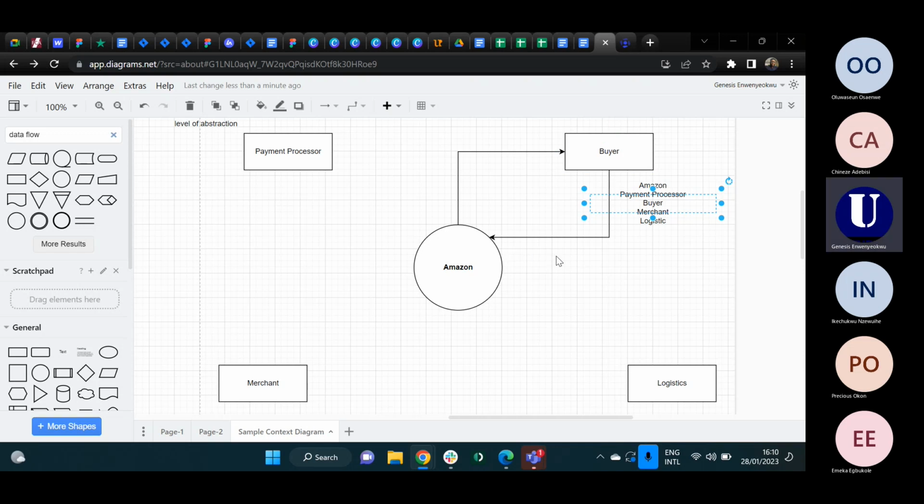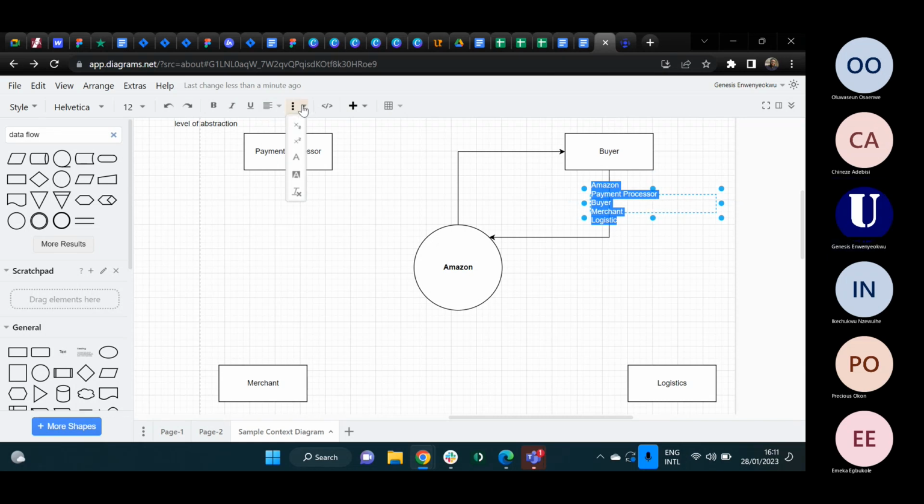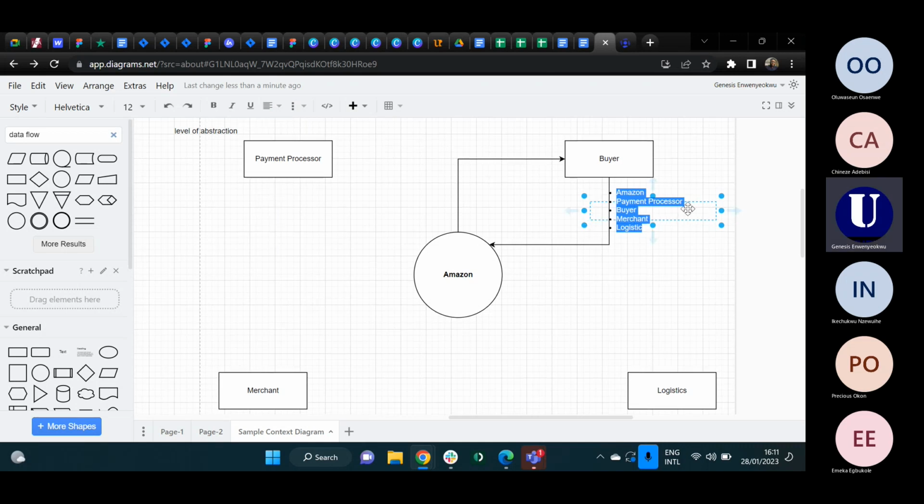You realize that the data that Amazon will be receiving is different from the data that the buyer will be receiving. So now let's look at the data that Amazon will be receiving. Let me just make this here. So what kind of data would Amazon be receiving? I mean, what kind of data will the buyer be sending to Amazon?